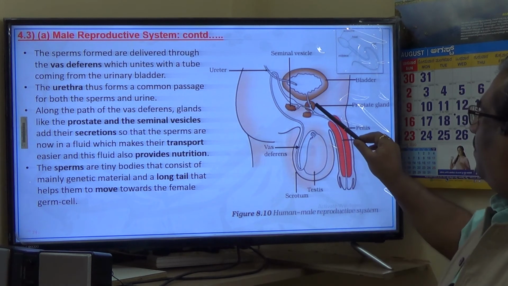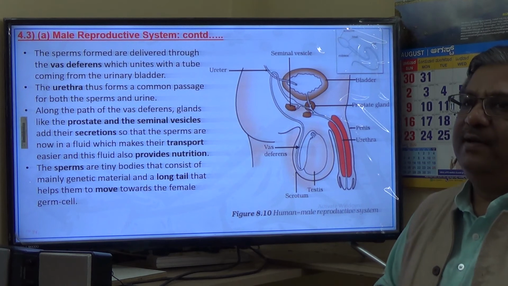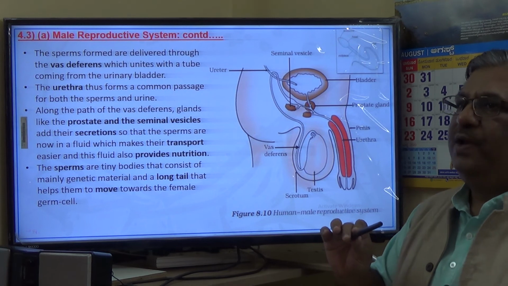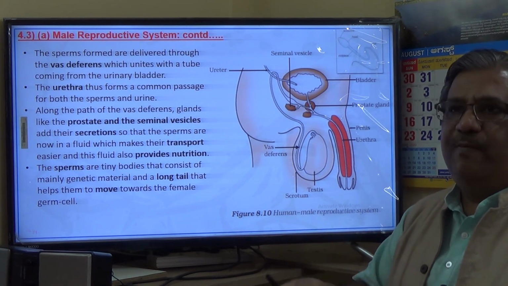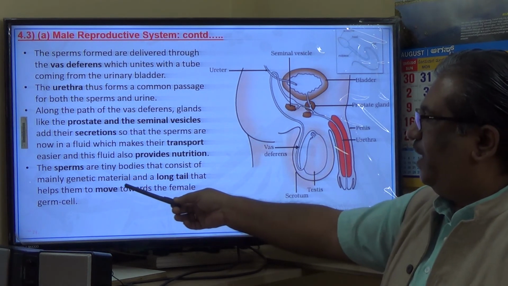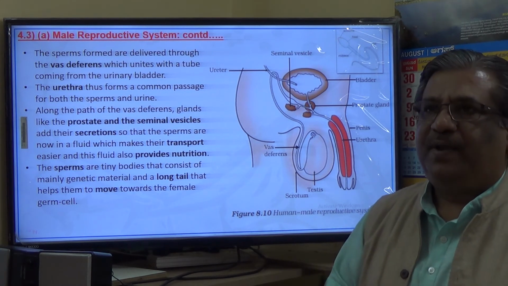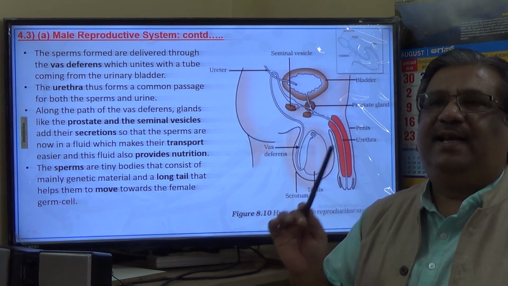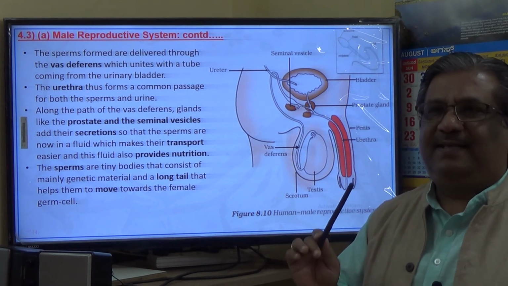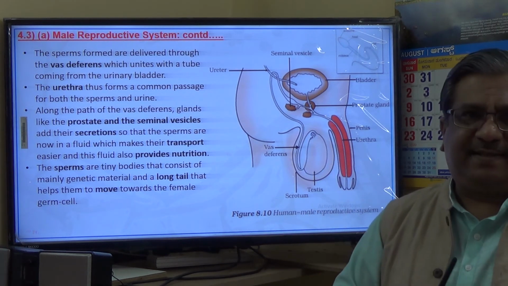As we said, prostate glands and seminal vesicles provide a fluid medium that helps in providing the nutrition, that is a food for the sperms, and also provides a medium for the movement of the sperms. And the sperms are tiny bodies that consist of mainly genetic material. The sperms are male gametes that contain 23 chromosomes, not 46, because these are the cells produced by reproductive tissues. Here it is testis.